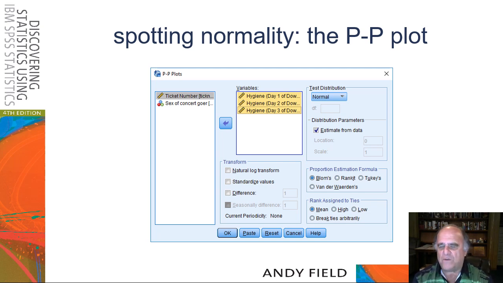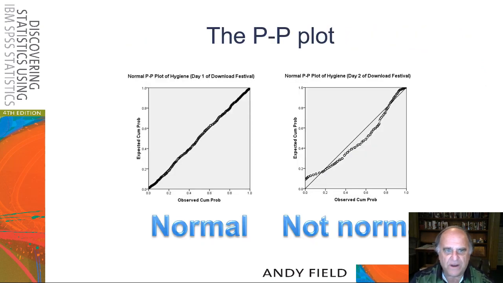One of the ways that Field goes through of spotting normality is what's called the PP plot. That's basically a plot of the data. So he talks about getting this PP plot. And so here we can see our normal PP plot. It's a plot of the observed cumulative probabilities versus the expected cumulative probabilities. That's the two P's, I guess. Observed cumulative probability and expected cumulative probability.